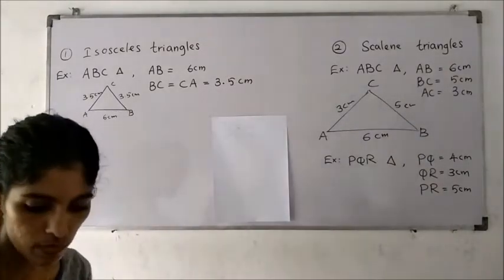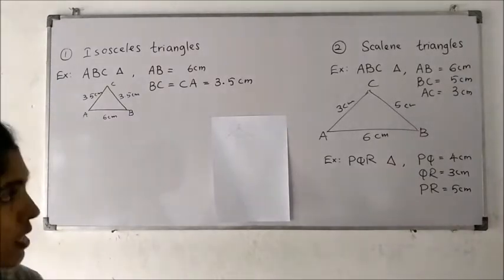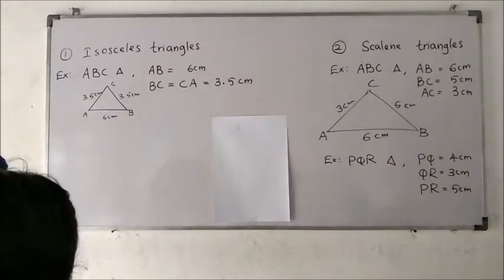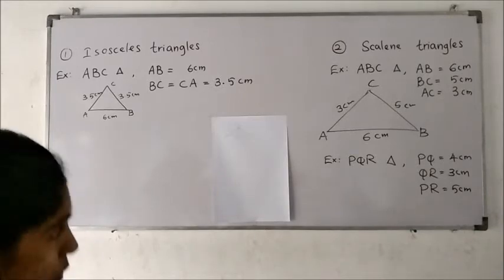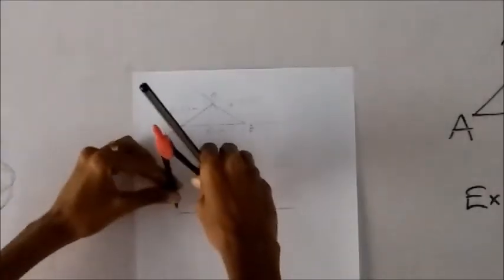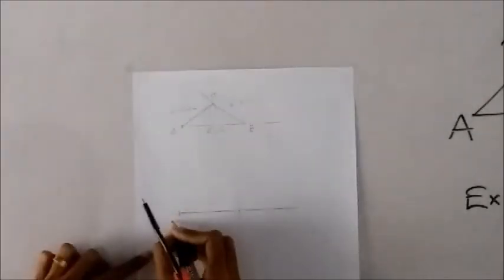Okay, now we will construct this. Firstly, we need to measure 6 centimeters. Okay, then we will draw the straight line segment also. This is the starting point. Then I have measured 6 centimeters. Now I am drawing the arc segment to mark B. This is point A, starting point, this is point B.